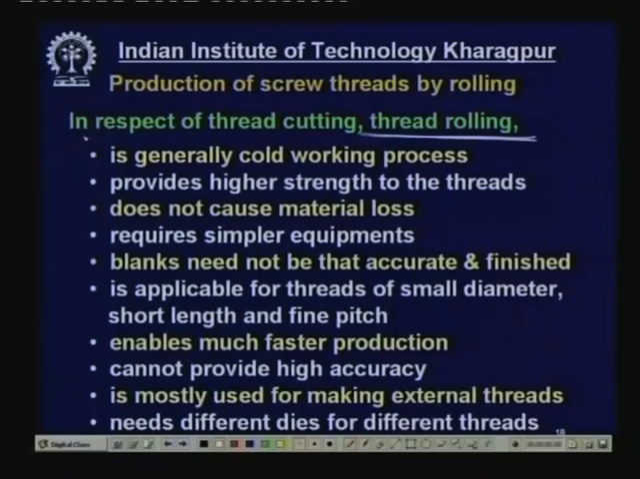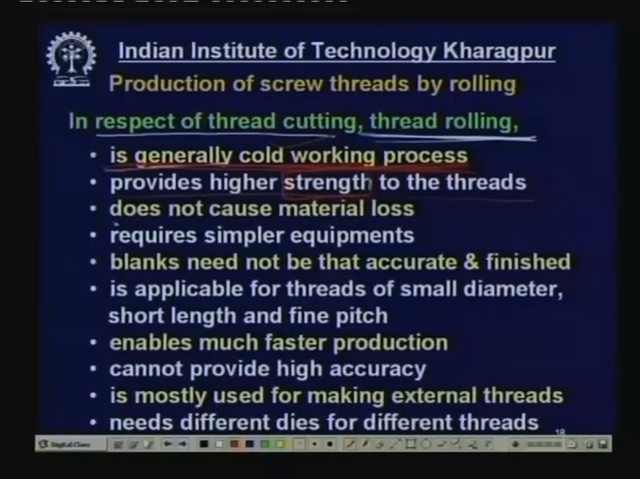Now the difference is, in comparison to thread cutting, thread rolling is generally a cold working process, but occasionally hot rolling is also done for large threads and stronger materials, but mostly it is a cold working process. So thermal damage is much less, and it provides higher strength to the thread, because there is no cutting action, no question of stress concentration due to cutting action, only deformation or shifting of material in the plastic state. So the threaded component remains strong compared to threads cut by machining.